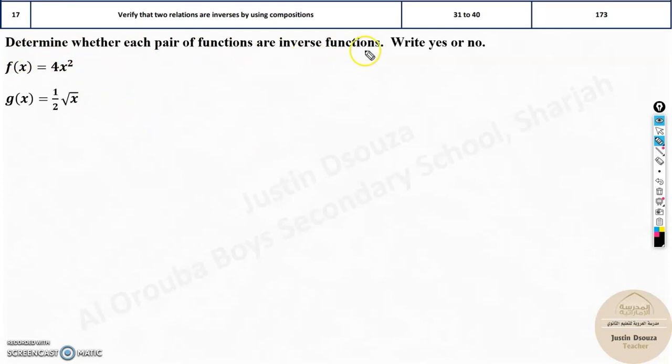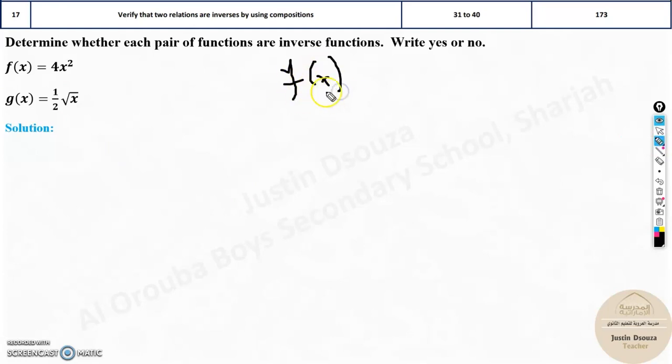If the question is just like this, write yes or no, it is very, very simple. All you need to do is find the inverse. And you do not need to find the inverse for both, it's just for one. And I'm sure by now you have found inverse many times and you're thorough with it. But anyways, let's look into the steps. First is, instead of the function f of x, write y.